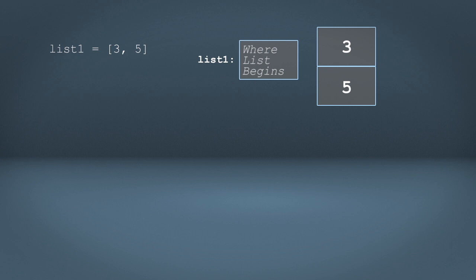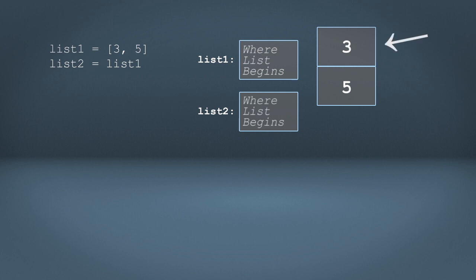Now, if we come along and we create a new variable, list2, and we set it equal to list1, what it does is get a copy of what's in list1's box. But what's in that box is just the info saying, this is where our list is. It starts here. So, list2 is going to be pointing to the same list as list1 is. It's not just a copy of the list elements, it's the exact same elements.